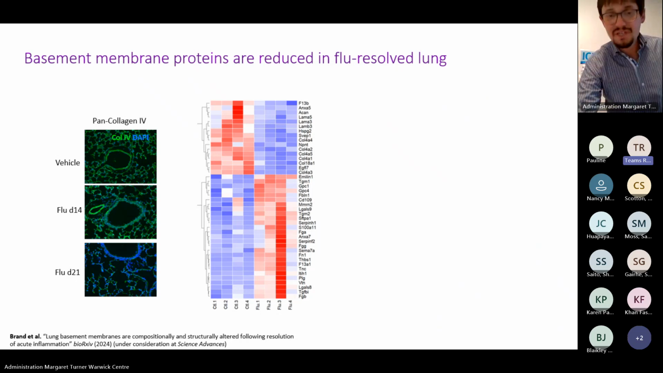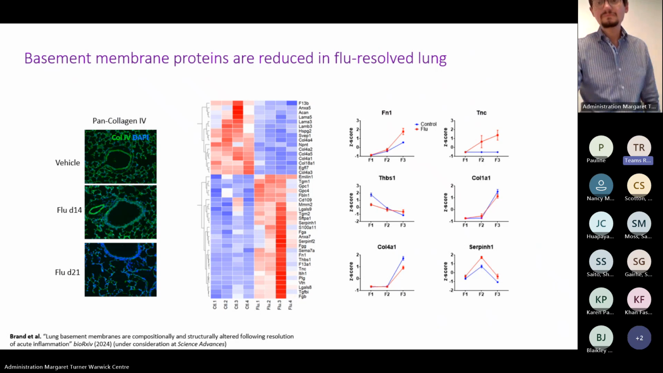So you can see that when it comes to basement membrane components, you see a decrease in quite a few of those components compared to our PBS control. Whereas the pericellular matrix, so things like fibronectin, tenascin, those glycoproteins laid down as a scaffold prior to the more hardy matrix being laid down, like collagen 1 and basement membrane, that seems to be increased post-flu versus control.